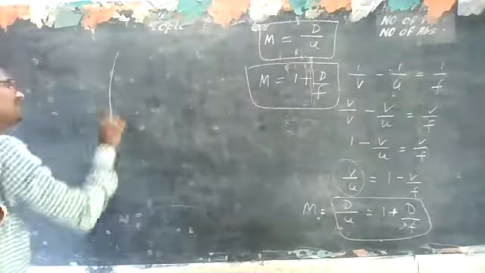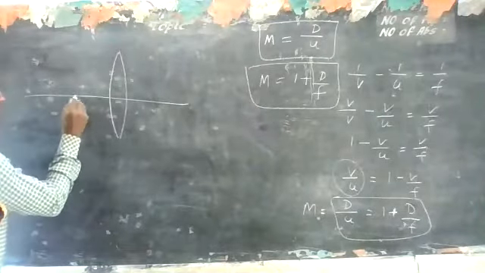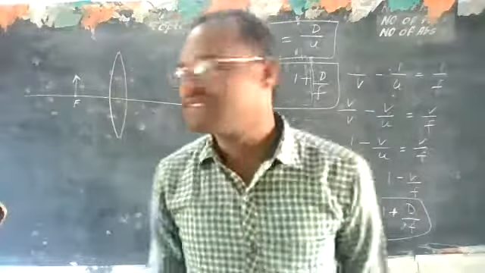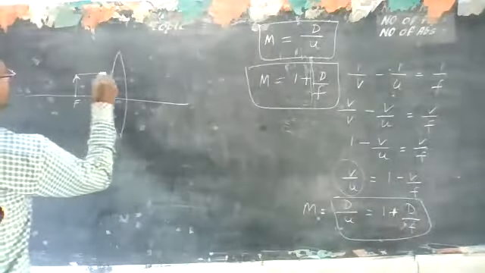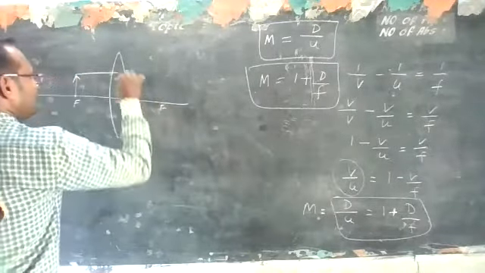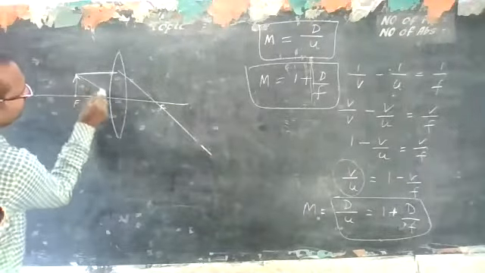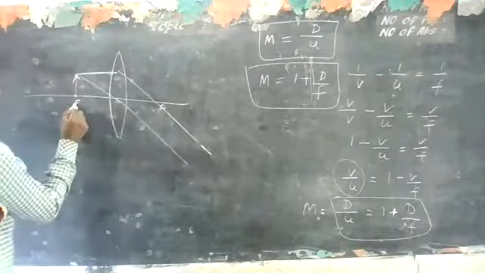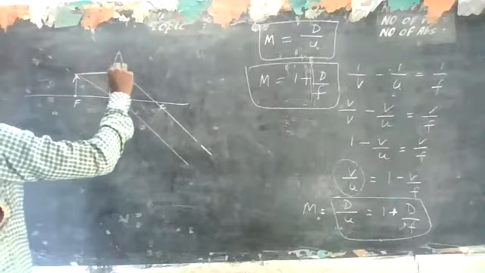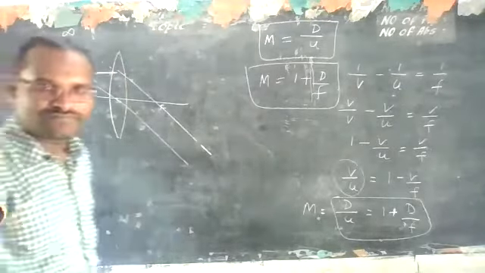Now, let us take the object exactly at focus. So where will its image form? Its image will form at infinity. Yes or no? Yes, its image will form at infinity. How will it form? It will be like this. When the object is at focus, a virtual and erect image will form at infinity.